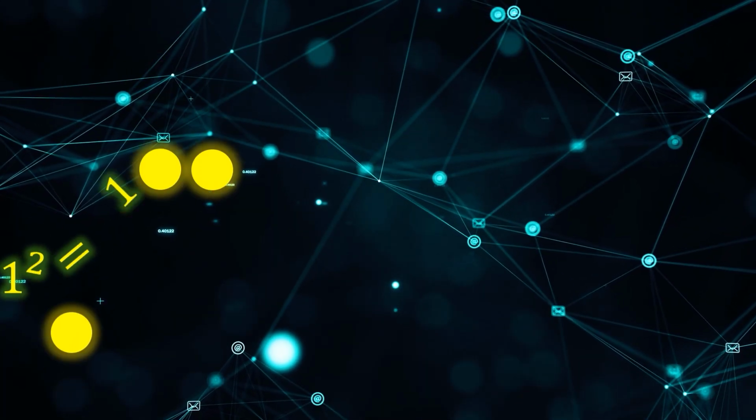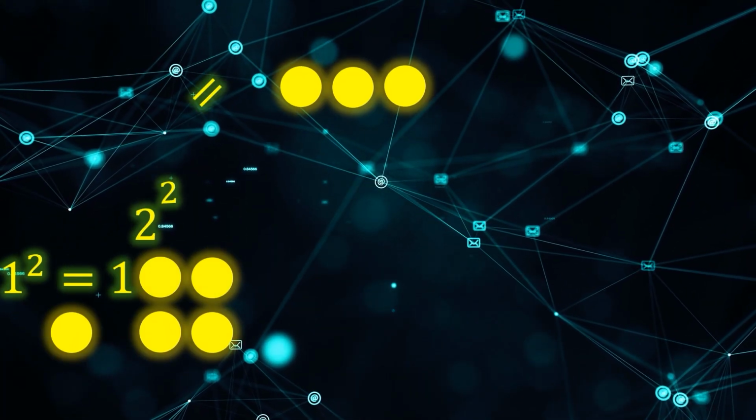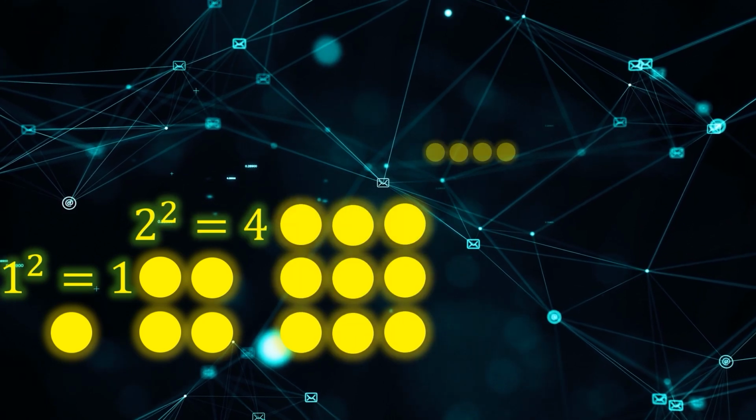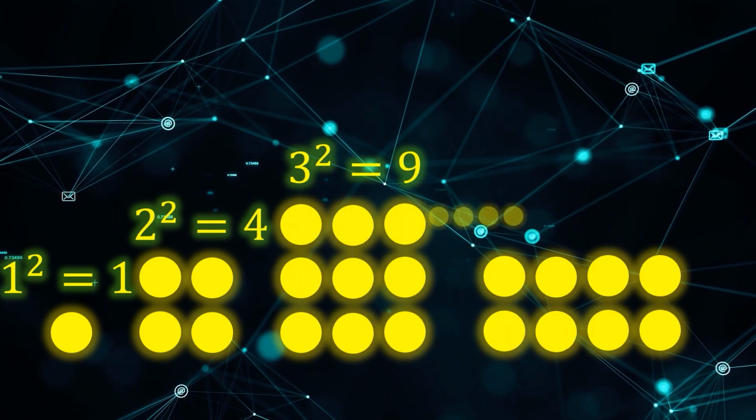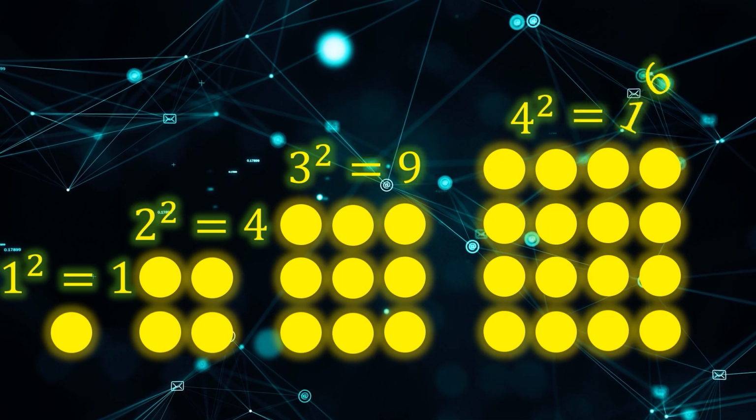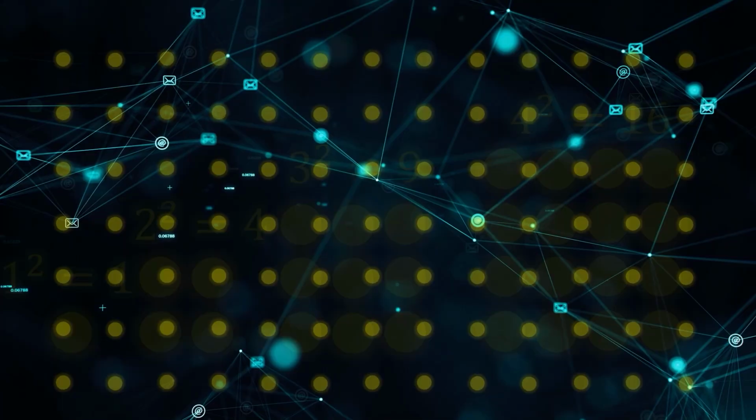1 equals 1 squared, 4 equals 2 squared, 9 equals 3 squared, and finally 16 equals 4 squared.